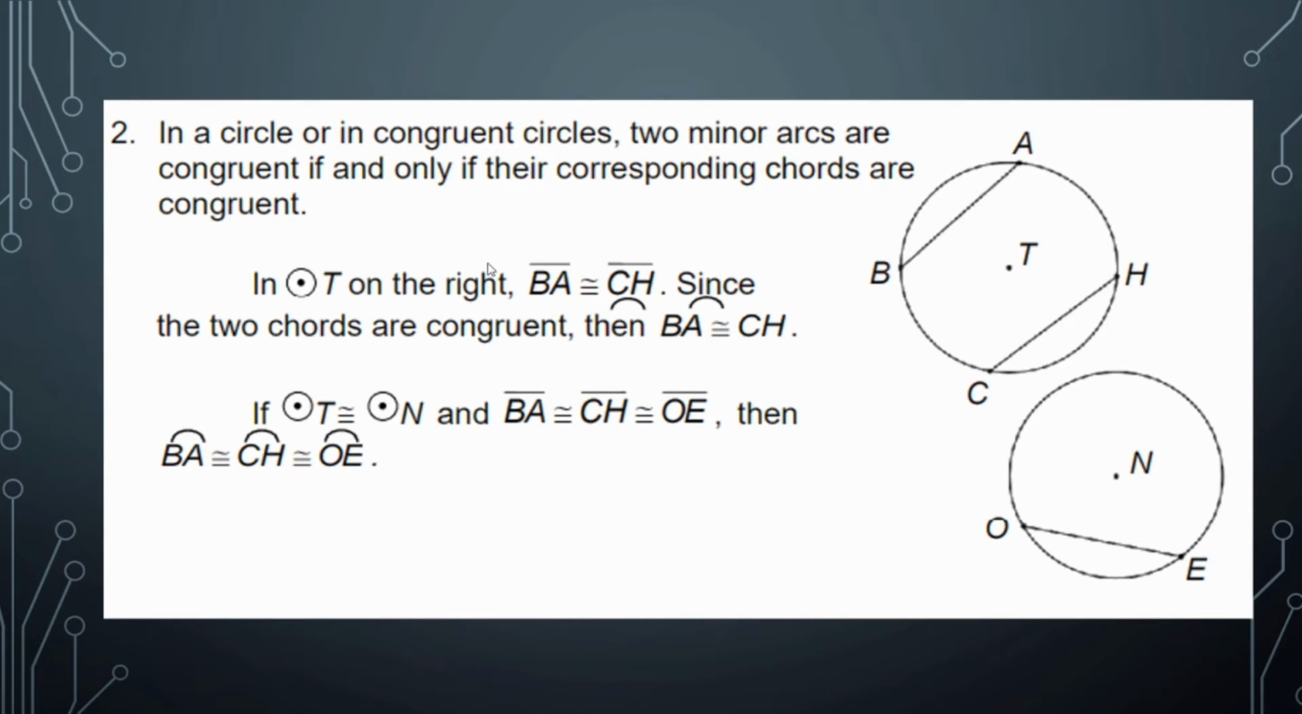Another example we have in here, circle T, wherein line segment AB is congruent with line segment CH. So we have two chords. Therefore, arc AB or arc BA is congruent as well with arc CH. If that's so, and circle T is congruent with circle M, therefore line segment BA is congruent with line segment CH, congruent with line segment OE. Then arc AB is congruent with arc CH and congruent with arc OE.